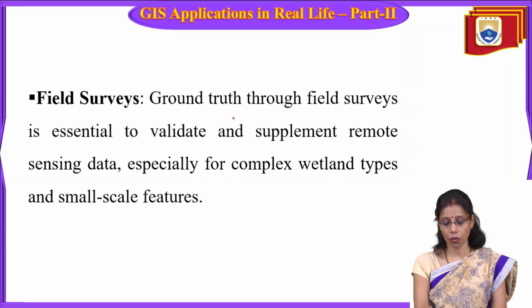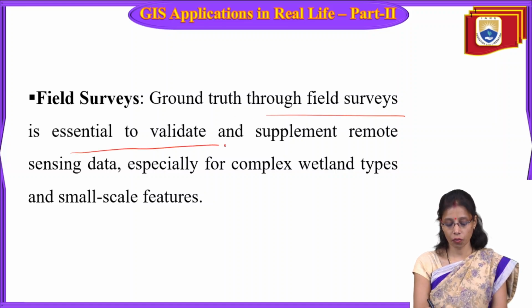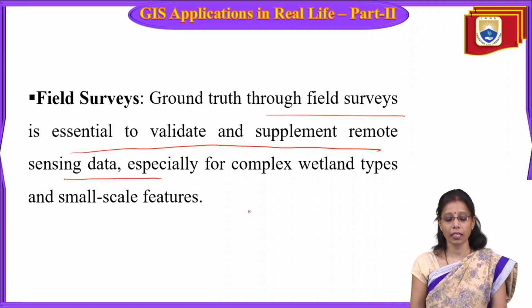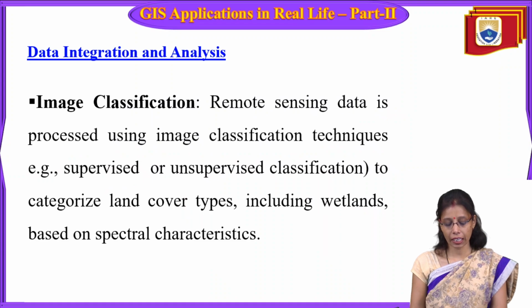Now, field surveys and ground truth. Field surveys are essential to validate and supplement the remote sensing data, especially for complex wetland types and small-scale features. When you do data acquisition with remote sensing, a few areas cannot be identified properly. In that case, you have to go with the ground truth process through field surveys. You have to go to such complex places and find out the condition of the present data.